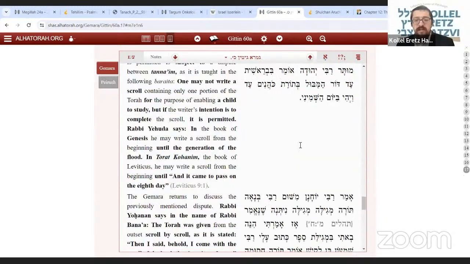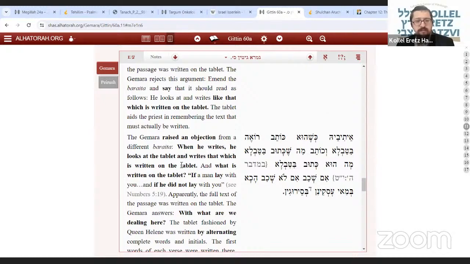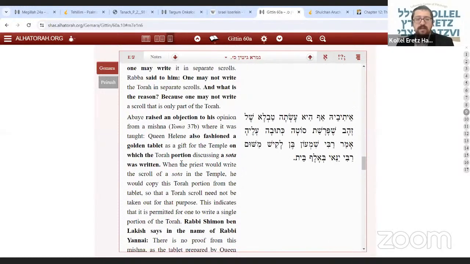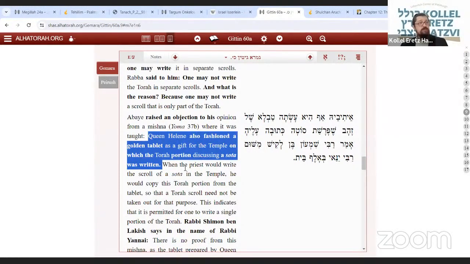to the Beis Hamikdash. They fashioned a golden tablet as a gift for the Beis Hamikdash, for the Parsha of the Sota. A Sota is a woman whose husband suspects her of being unfaithful with a certain man, and tells her not to be alone with that man. If 2 witnesses saw that she spent a significant amount of time alone with that person, she goes for the test in the Beis Hamikdash.